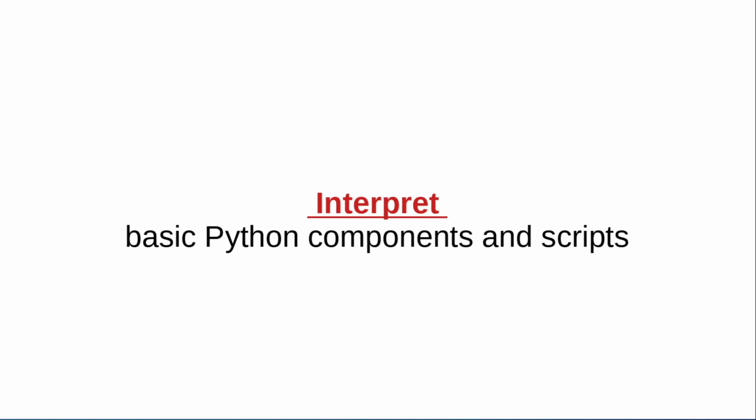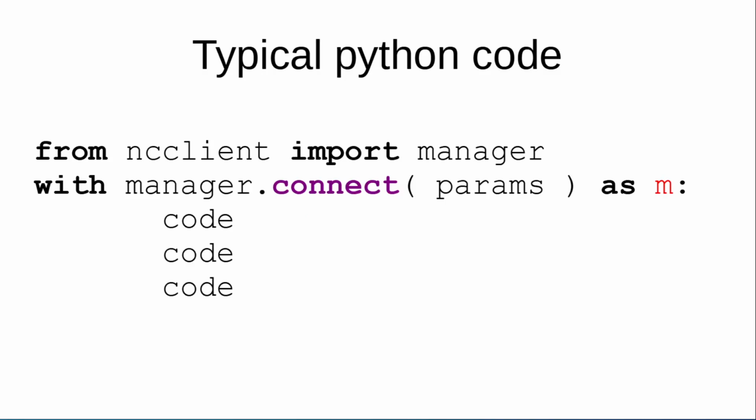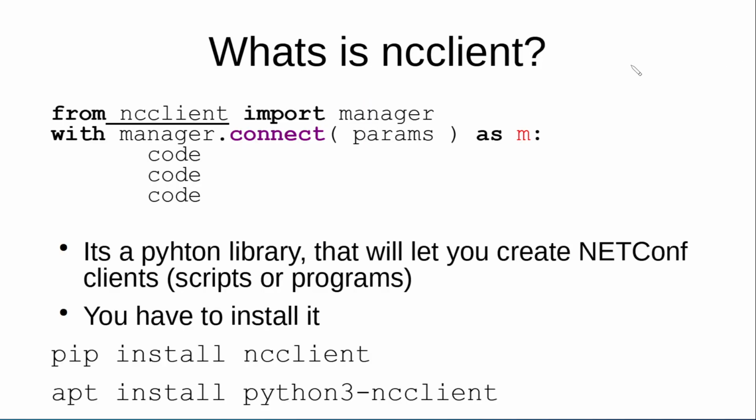Let's talk about how to interpret basic Python components and scripts. The basic Python code to interact with NetConf is this. So if you want to work with NetConf, you will need to know exactly what each part of this code does. So let's go and see the first part, from ncclient.